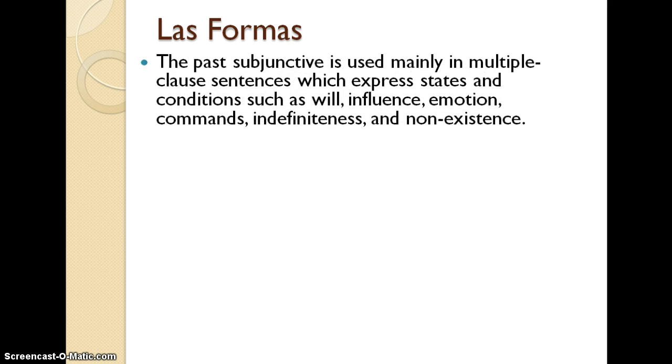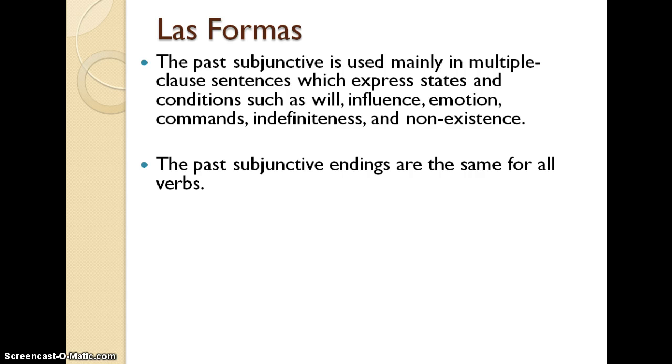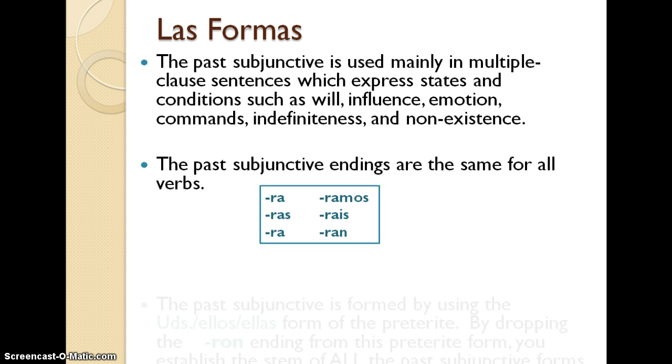The past subjunctive is used mainly in multiple clause sentences, and it expresses states or conditions such as will, influence, emotion, commands, indefiniteness, non-existence, similar to the present subjunctive. However, now we're going to be focusing on the past. All of the past subjunctive endings are the same. It doesn't matter if it's an AR, ER, IR verb. They end like this: ra, ras, ra, ramos, rais, ran.